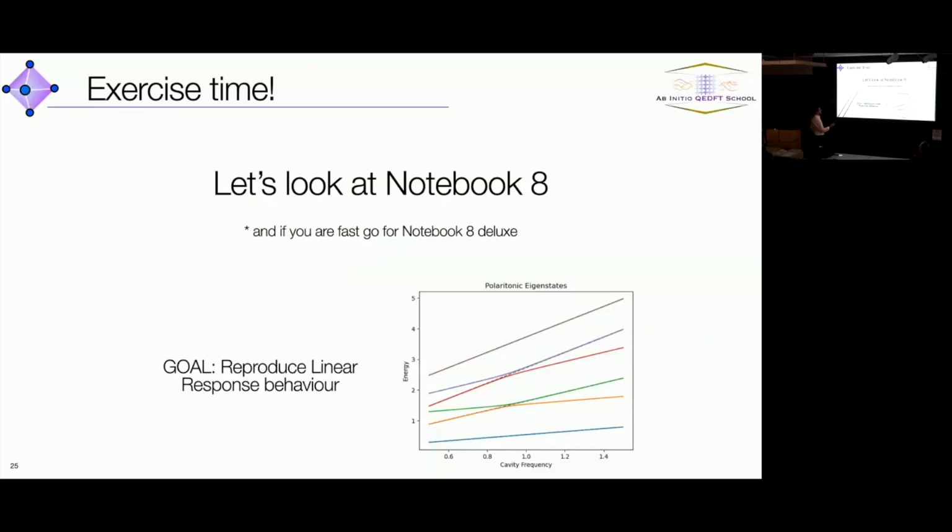So after the break, you can look at notebook 8. Your goal is to reproduce the linear response behavior from a quantum model. The quantum model is simply the coupling of an excitonic transition to a photonic single mode. And the goal is that you can actually show that you can get these polaritonic splittings.